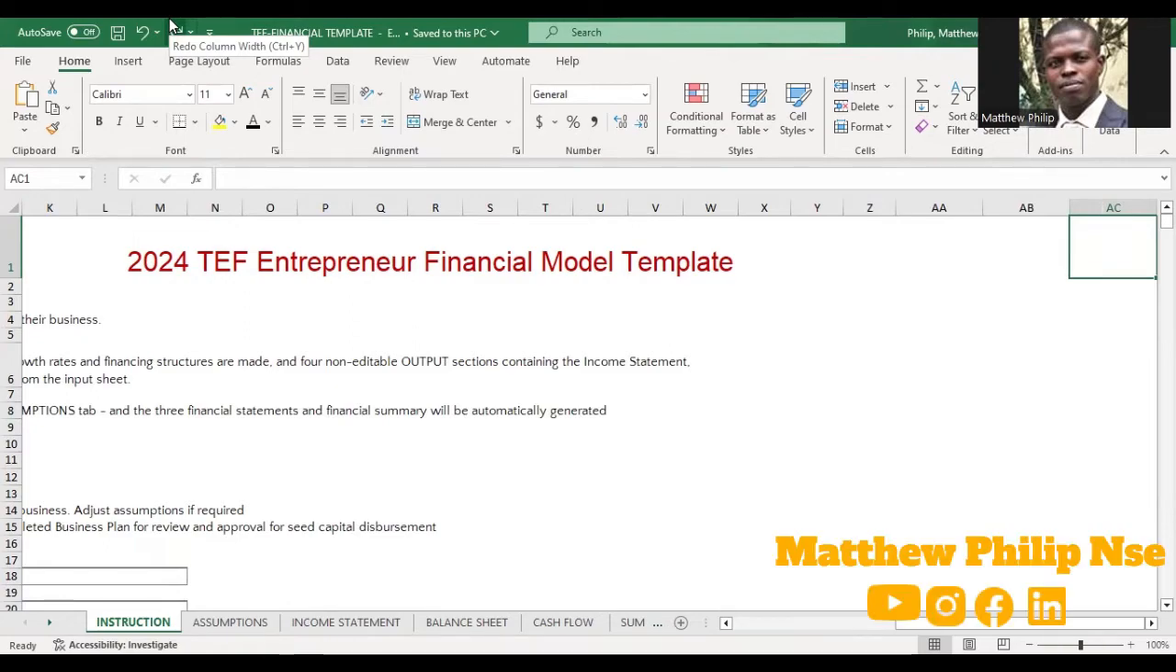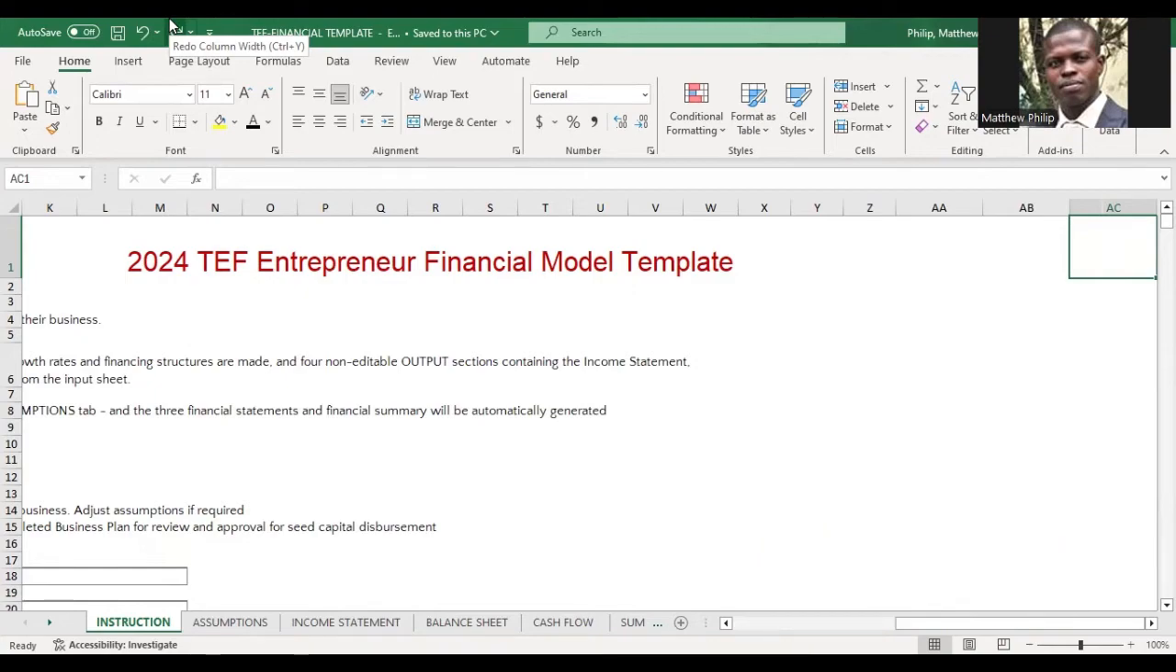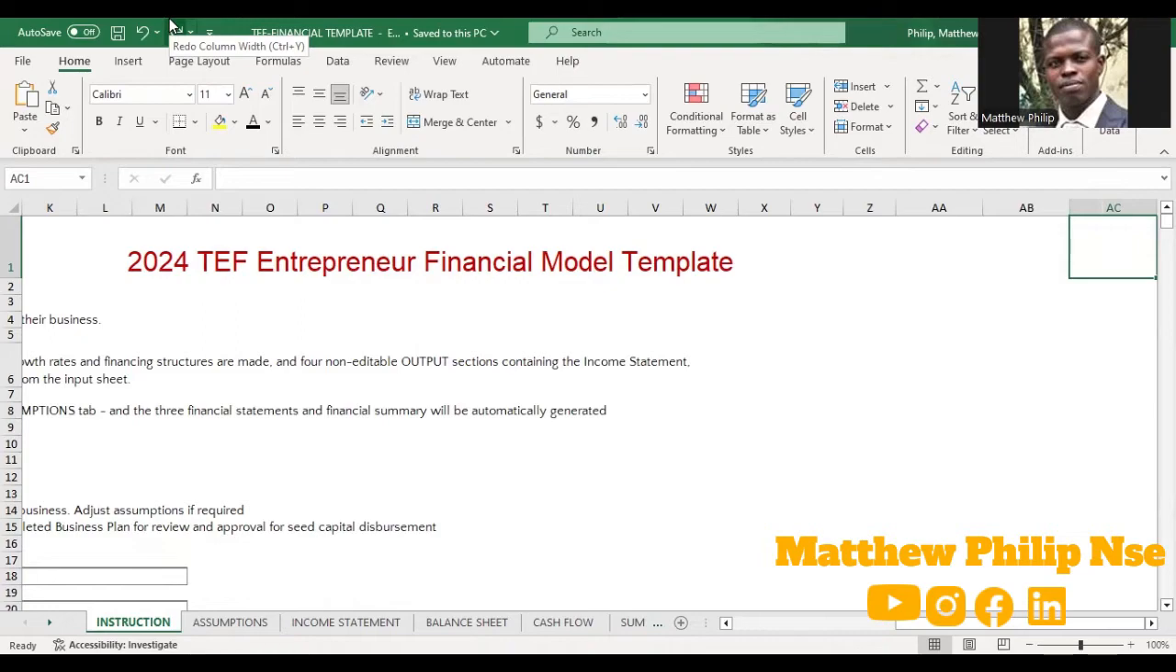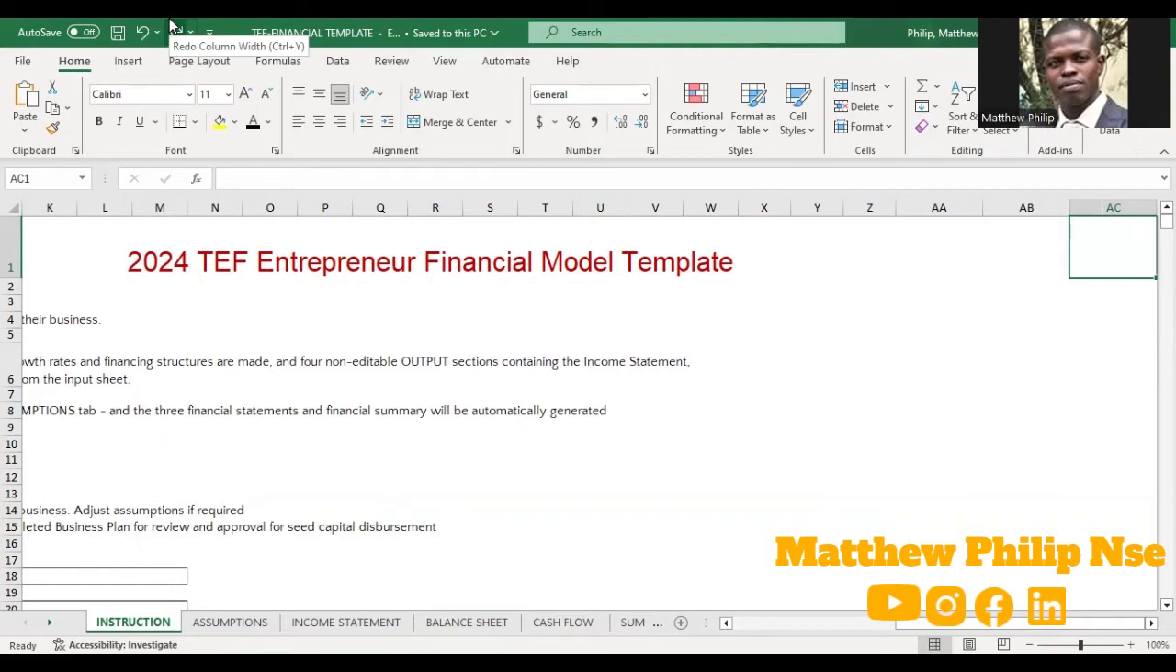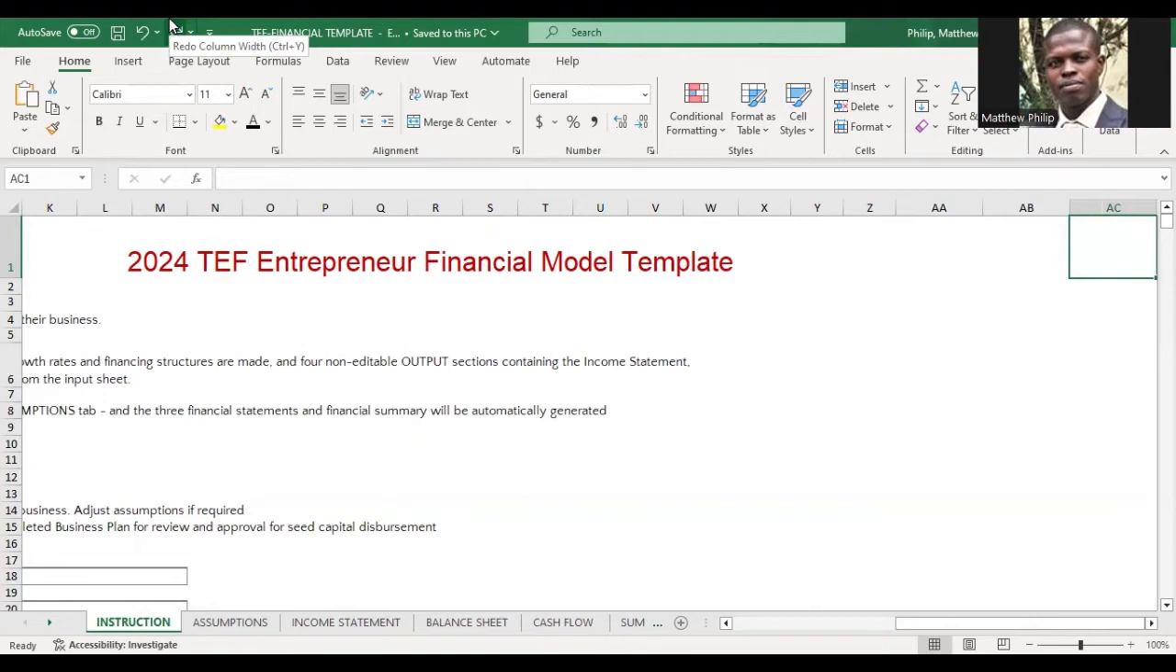I welcome you to this video on how to fill the Tony Elumelu Foundation Entrepreneur Financial Model template. This financial model template is also known as your financial template in the business plan. It is the business plan financial template that you are expected to populate and submit alongside the business plan narrative, the MS Word document that was sent by TEF to the shortlisted applicants in 2024.